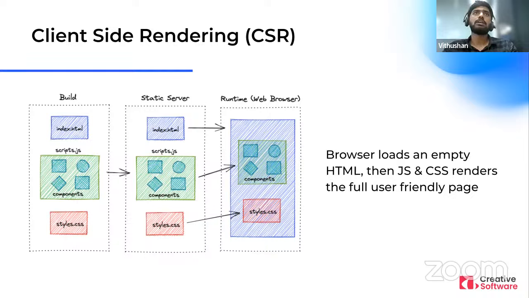If we take CSR, what happens is, in the build phase, the website is built as a single page application with Next. The server typically sends a minimal HTML file along with JavaScript bundles, and the browser downloads and executes the JavaScript, which dynamically builds the content and interacts with the APIs to fetch the data. This can lead to slower initial page loads, but provides a highly interactive experience to the end user.